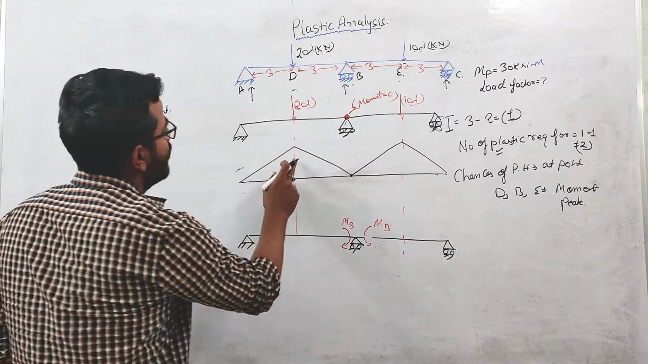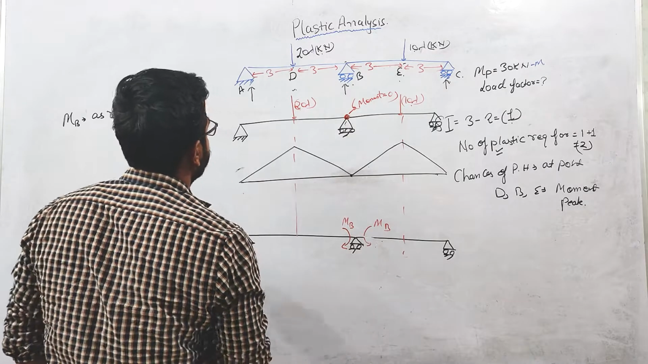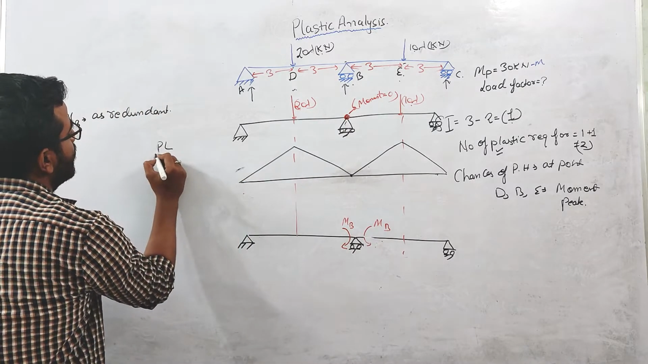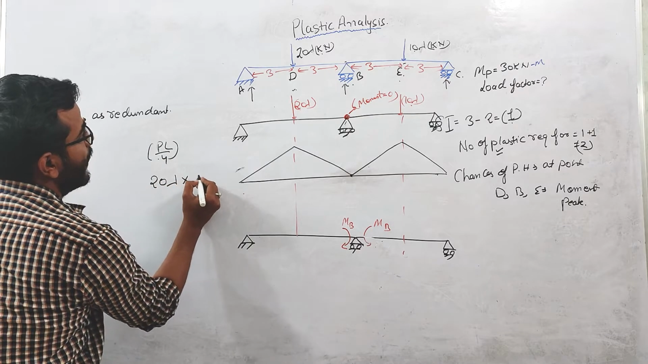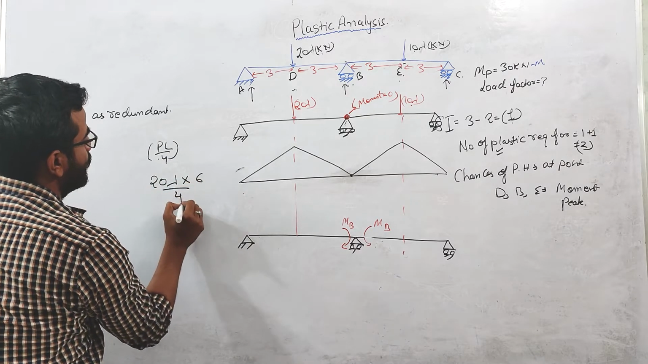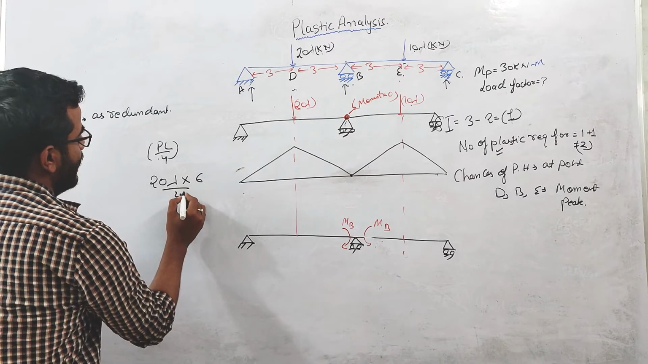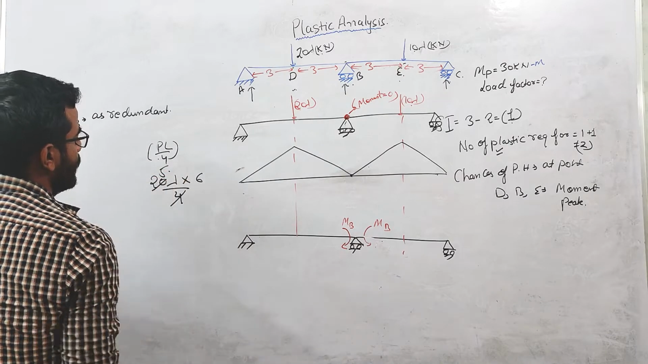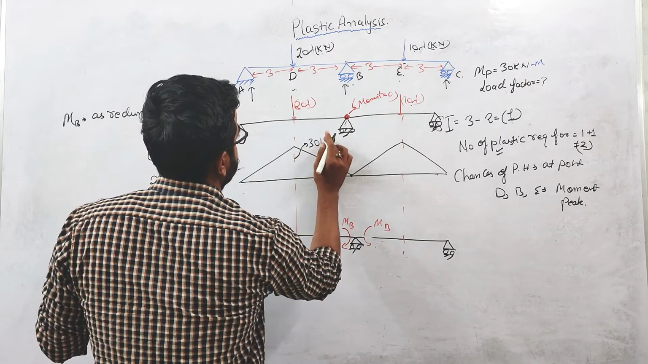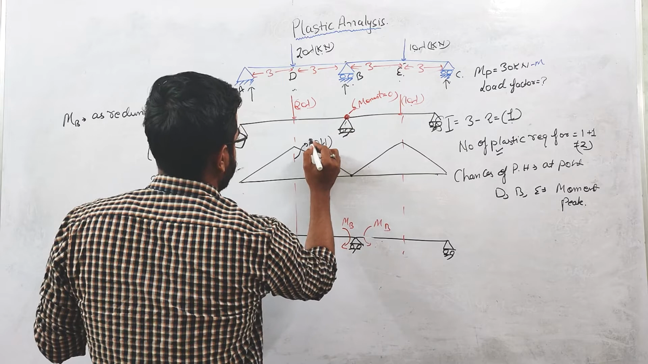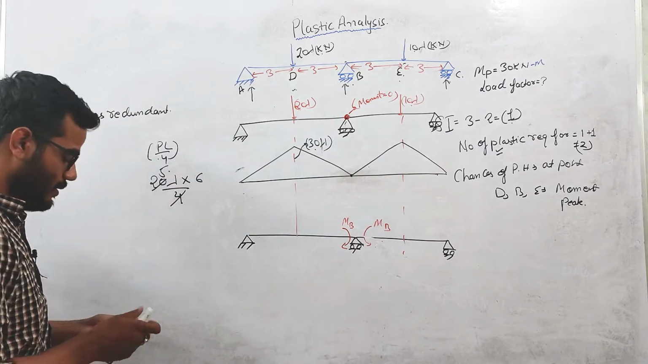So the value of this bending moment will be PL by 4. P is our 20 lambda, L is 6, divided by 4. So this value will be 30 lambda. This maximum moment value is 30 lambda.